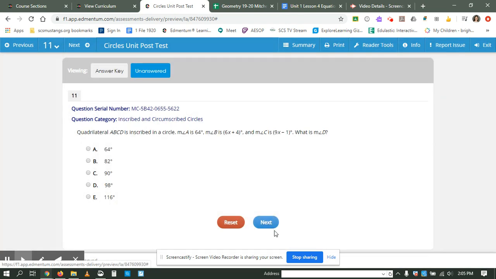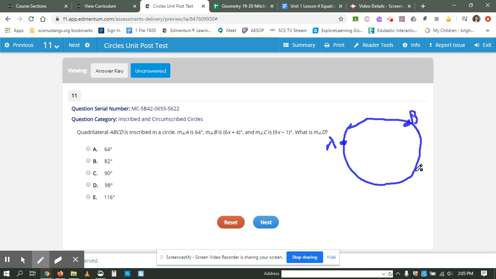Looking at 11, this is one where we're looking at an inscribed quadrilateral, and you draw the picture and it gets a ton better. So I'll get you started on the picture. If I draw a circle, quadrilateral ABCD is inscribed, or written inside, that circle. So I'm going to go A, B over here, C here, and then D there, and then connect my lines.